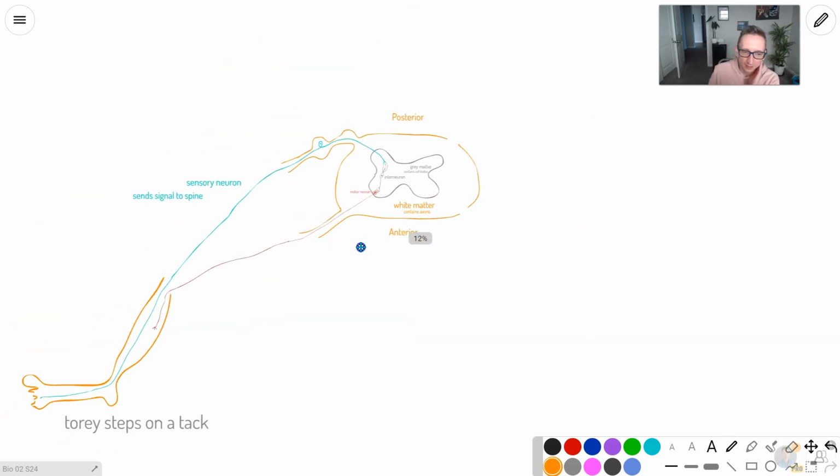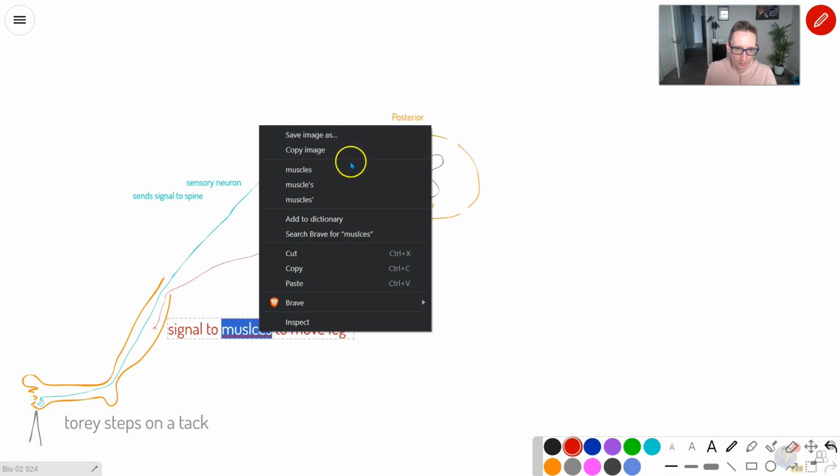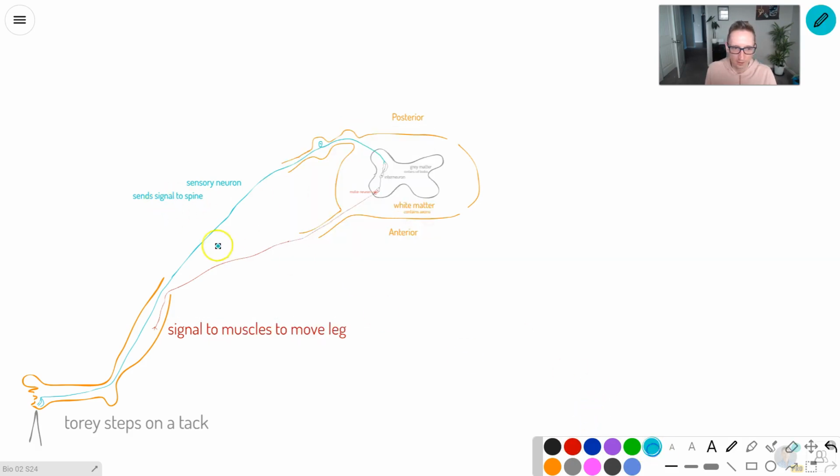This whole process: the sensory neuron sends signals to the spine about ouchie. Ow! Then the motor neuron signals to muscles to move the leg. This whole little cycle that we drew here is called a reflex.